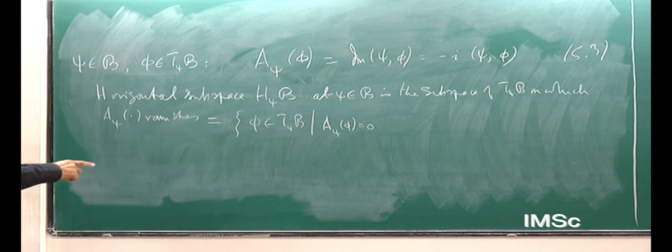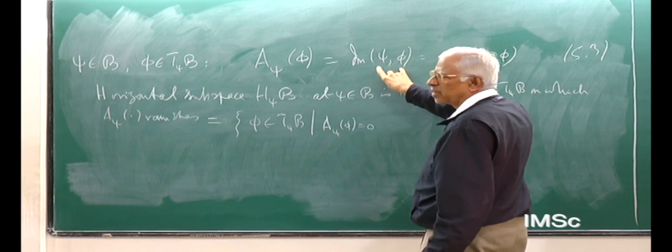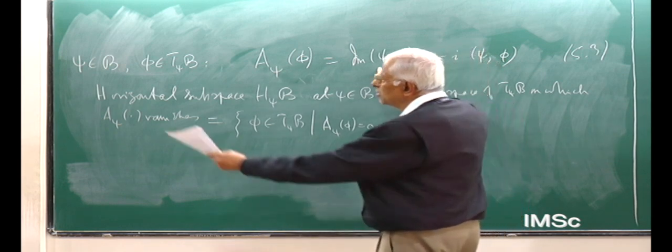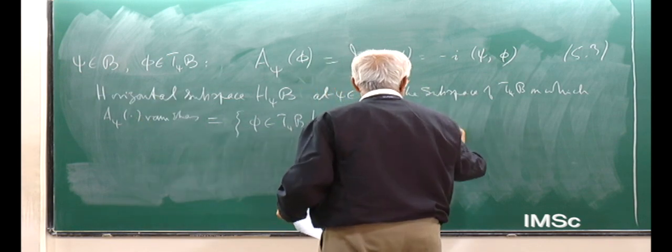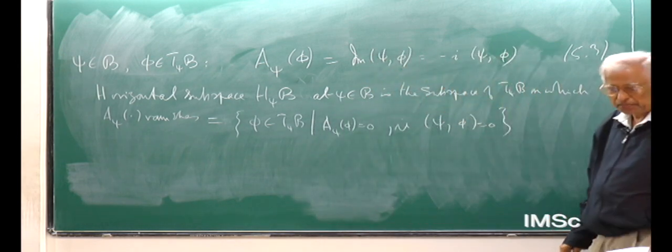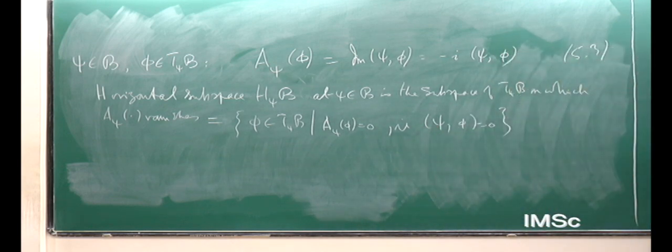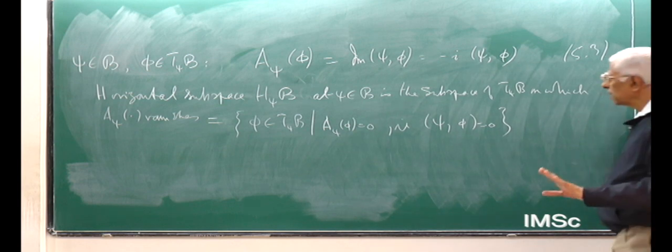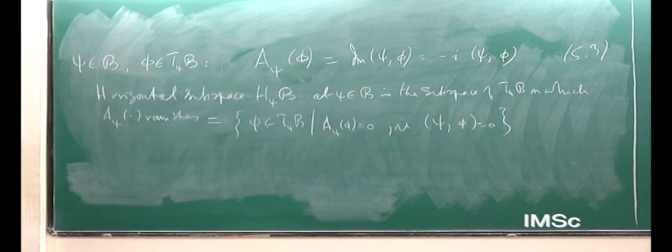But what does that mean? If A psi of phi is 0, it means the imaginary part of the scalar product is 0. But you already know the real part is 0. So it means it amounts to psi of phi equal to 0. As a Hilbert space vector, the horizontal subspace at each point of B consists of all vectors in Hilbert space orthogonal to psi.